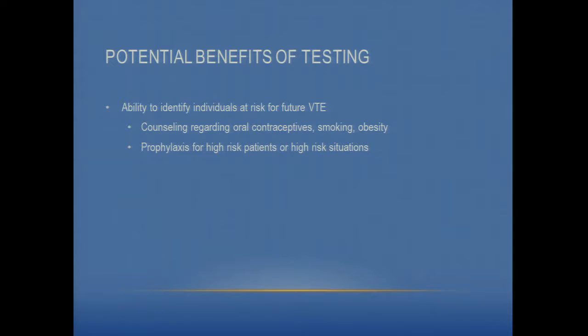What about prophylaxis for high-risk patients? Well, that's a great idea too. If we were able to identify people who had these inherited risk factors, we could say, hey, you're super likely to have a clot in the future. Let's put you on prophylaxis. Or even if we weren't really willing to commit someone to lifelong prophylaxis, we could say, what about in these high-risk situations? What if you're going on a 12-hour plane ride to China and you have an inherited hypercoagulability state? Would that be a good time to consider putting you on some anticoagulation prophylaxis, like Lovenox shots?